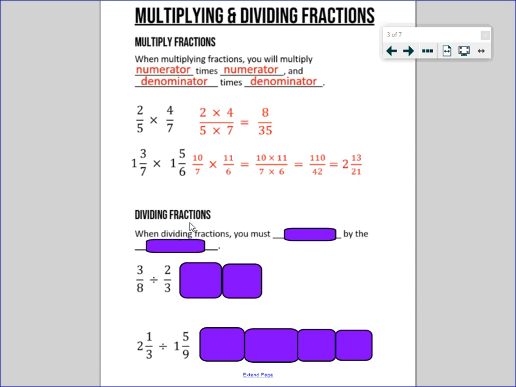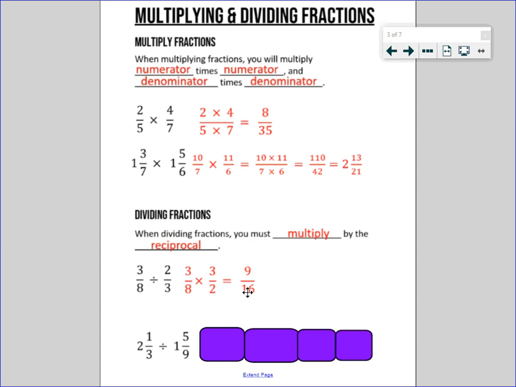When dividing fractions, remember, you must multiply by the reciprocal. So we're going to keep the first fraction. We're going to change this to multiplication, and then we are going to flip the numerator and the denominator, and that's what it means by multiplying by the reciprocal. So it'll be 3/8 times, flip these two to 3 over 2, and then multiply across. You get 9 over 16.